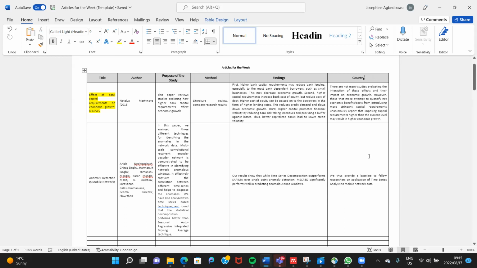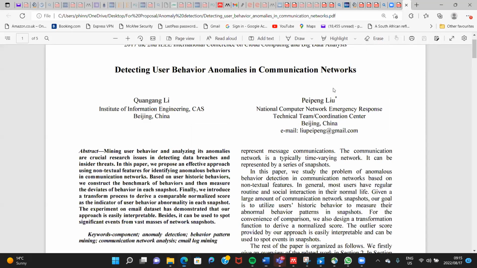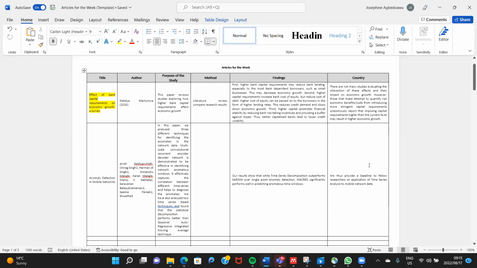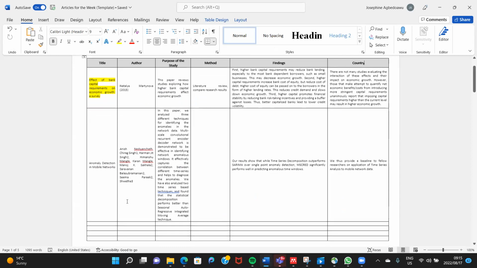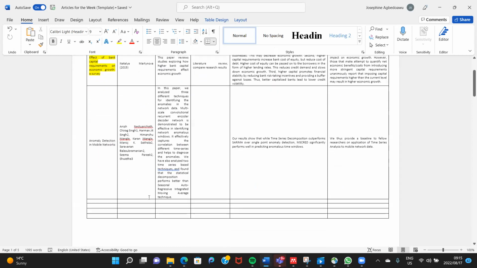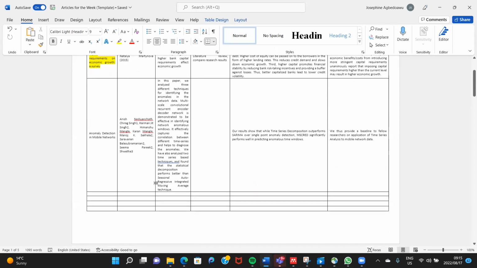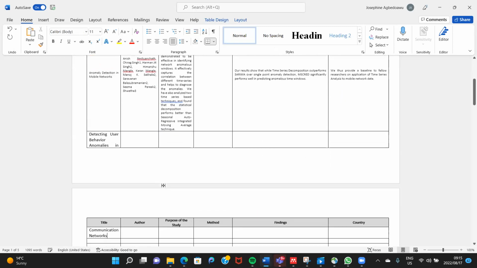So let's switch to the paper. Now we're going to pick the title of the paper. Okay, so let's pick: Detecting user behavior anomalies in communication networks. Fantastic. So what we're actually doing is building a summary database for our study, right? That's what you're doing. So paste it here. Yeah, good.